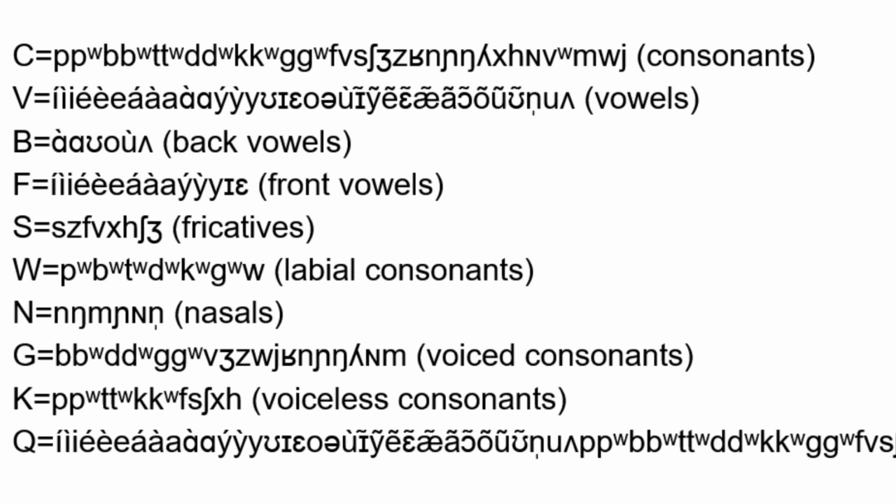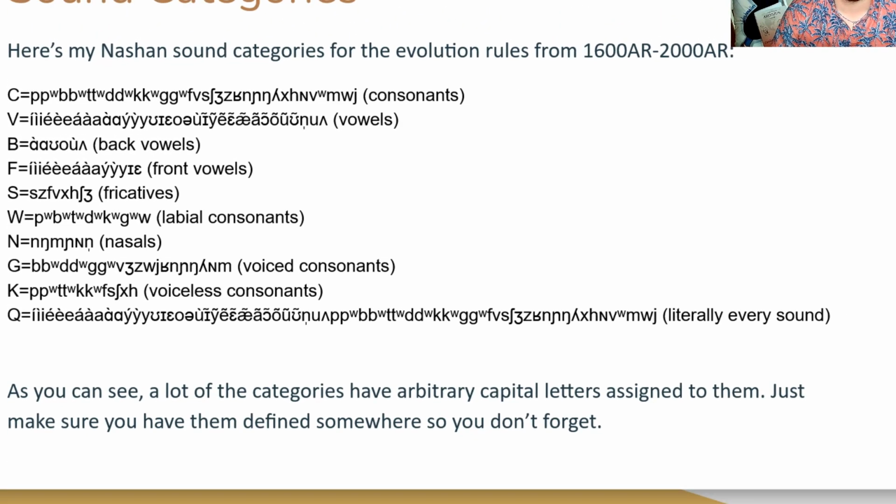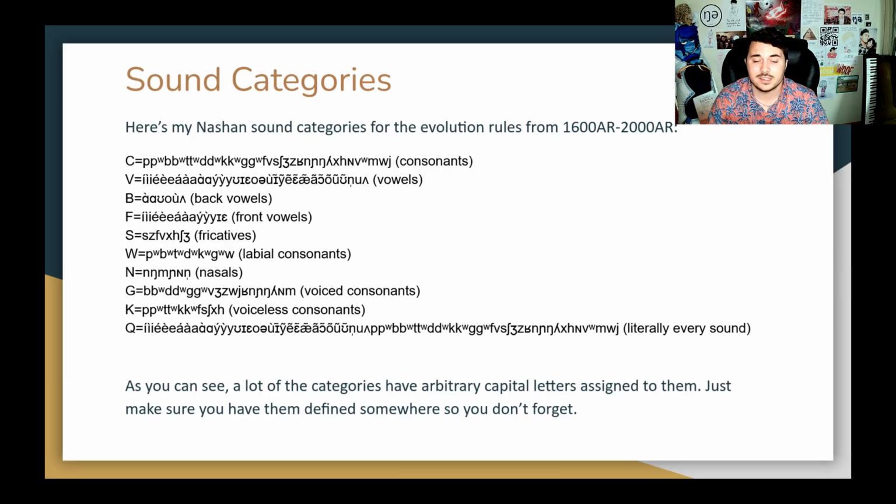So I chose C for all consonants, V for all vowels, B for back vowels, F for front vowels, again, it's arbitrary, S for fricatives, W for labial and labialized consonants, N for nasals, G for voiced consonants, K for voiceless consonants, and then I just chose the letter Q for literally every sound in the language, because there were a couple situations where I needed to ensure that every sound in the language had that rule applied to it. Just make sure you have them defined somewhere so that you don't forget, right?